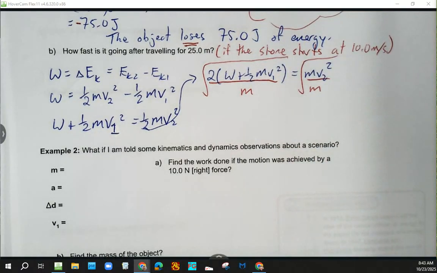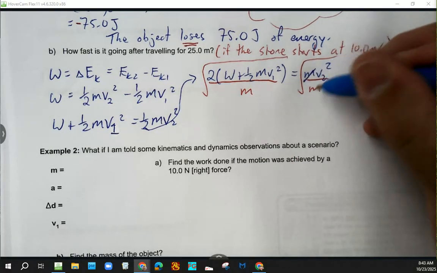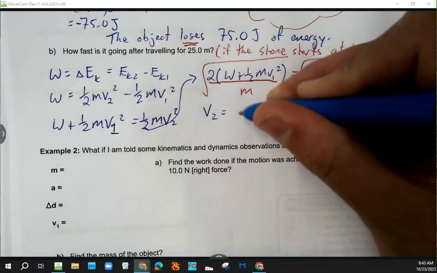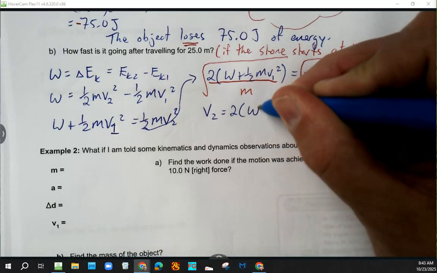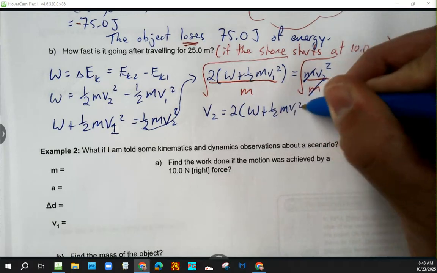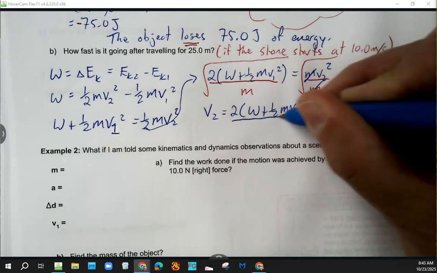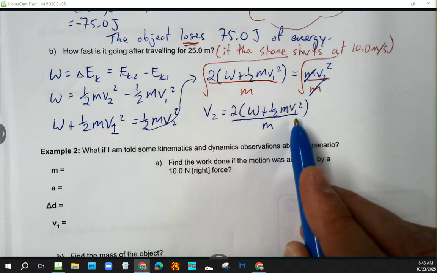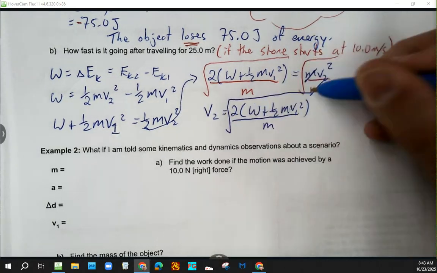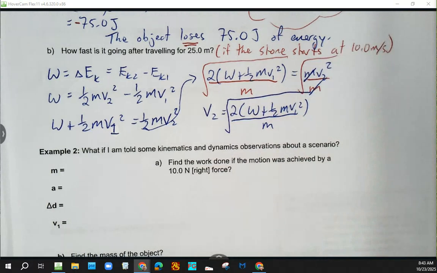So then I end up having, look, the m's canceled out, the square root cancels out. So I end up having V2 is equal to 2 times, open bracket, the work done on the object plus 1/2 mv1 squared, close bracket, divided by mass. Notice that there's not a mass in both of those binomial terms, so I can't cancel out the mass, sadly. And I've got this nice little expression.